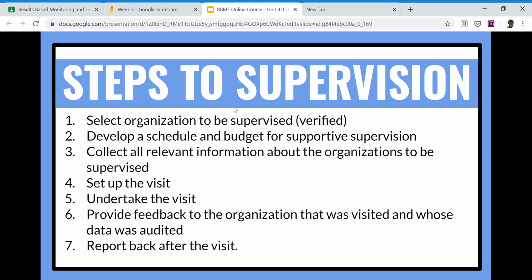In rounding up, it's important to think about the difference between supportive supervision and data auditing, knowing that supportive supervision is the overarching learning approach to developing an M&E system, while data auditing focuses on auditing the 6 data management processes from data sourcing to data use, and also that we've discussed the 6 dimensions of data.